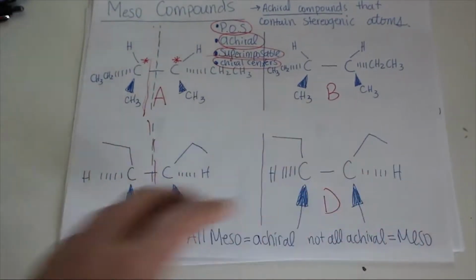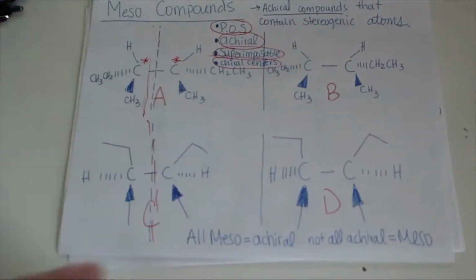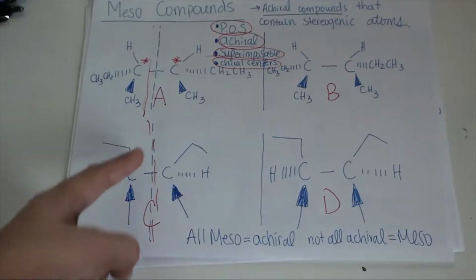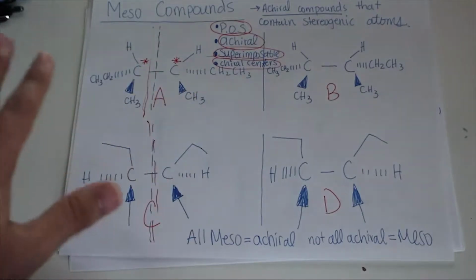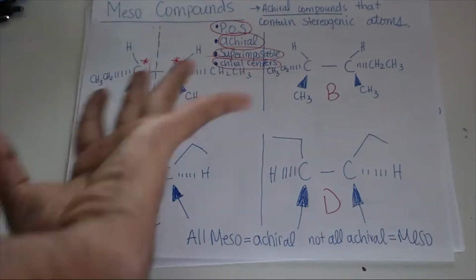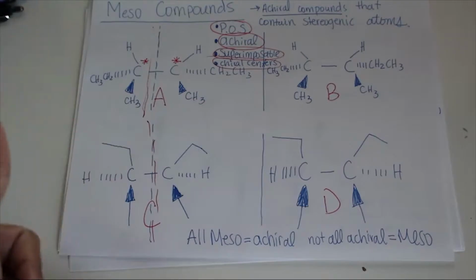This is identical to this one. We have those four checks to go through. Does it have the internal mirror plane of symmetry? Yes, it has it, because both are the same on either side. Are they superimposable? So we have the image here, and then we're going to flip it over like that. So yes, it's also superimposable.